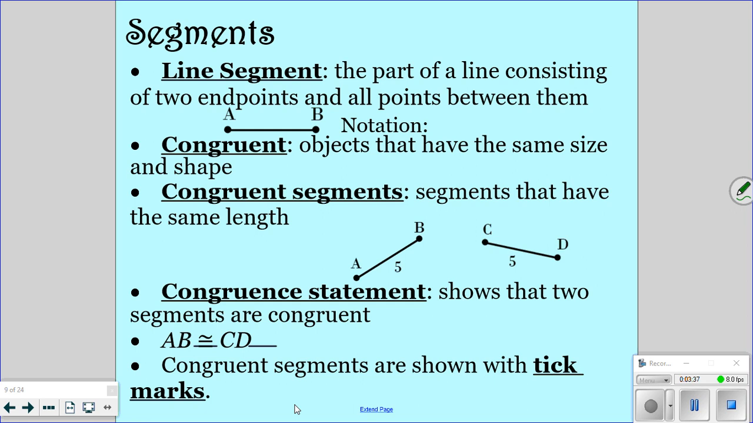Congruent segments are shown with tick marks typically. So instead of it saying 5 and 5, it would show two segments with a tick mark. And that means that they are congruent because they both have one tick mark. So if this one had a second tick mark, it would not be congruent to this one because they have different numbers of tick marks. So that's how you can tell based on tick marks if they are congruent.